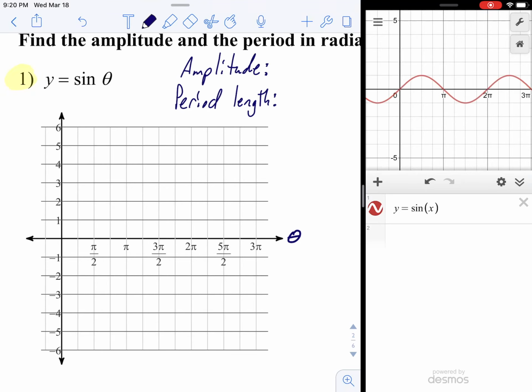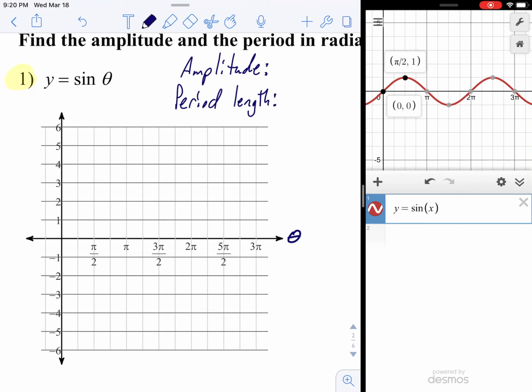Down there, 3 pi over 2, negative 1. Oh, every time I touch the screen, all those points go away, so I better not do that. So there we have this. So let's plot some of these points: 0, 0; pi over 2, 1; pi, 0; 3 pi over 2, negative 1.